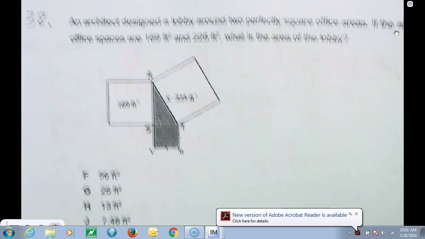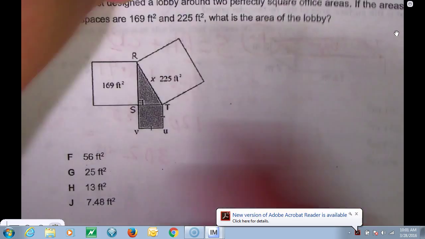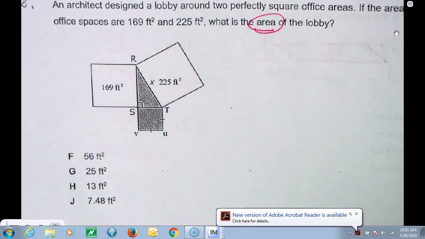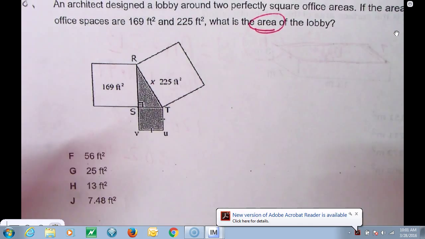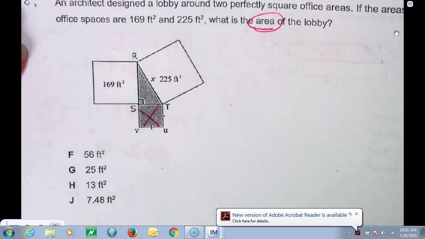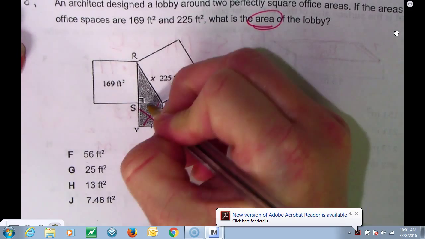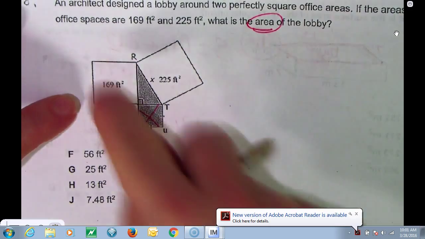Okay. When you see a picture like 38, what are you going to think automatically? Pythagorean theorem. Or if you see the words right triangle, you're going to do Pythagorean theorem, as soon as it says that. So I'm reading this, and it says, what is the area? That's the most important part, the question. You could know what you're doing, but if you answer the wrong question, you're going to get it wrong. They want the area of this lobby. They don't want the length of that side. They want the area.